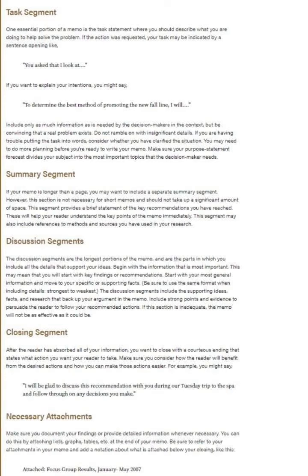How about the closing segment? After the reader has absorbed all of your information, you want to close with a courteous ending that states what action you want your reader to take. Make sure you consider how the reader will benefit from the desired actions and how you can make those actions easier. For example, you might say, "I will be glad to discuss this recommendation with you during Tuesday's trip to the spa and follow through on any decisions you make."